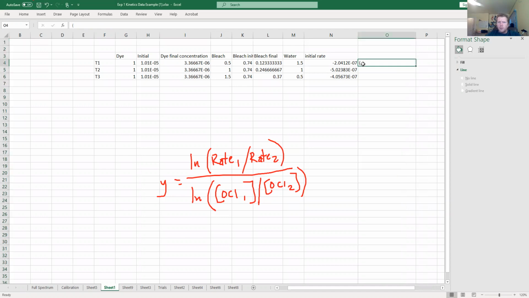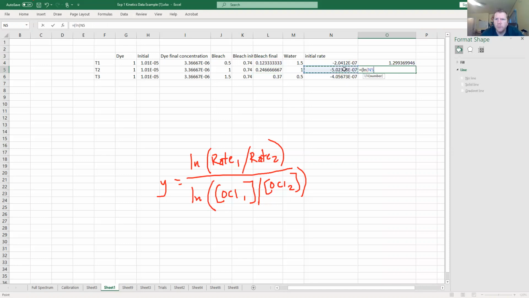I'm going to set up equals parentheses, natural log, parentheses, rate 1 divided by rate 2, close parentheses, divided by natural log, parentheses, concentration 1. So that would be in this L4 divided by L5, close, close, done. Okay. Equals. So putting that in isn't too difficult.